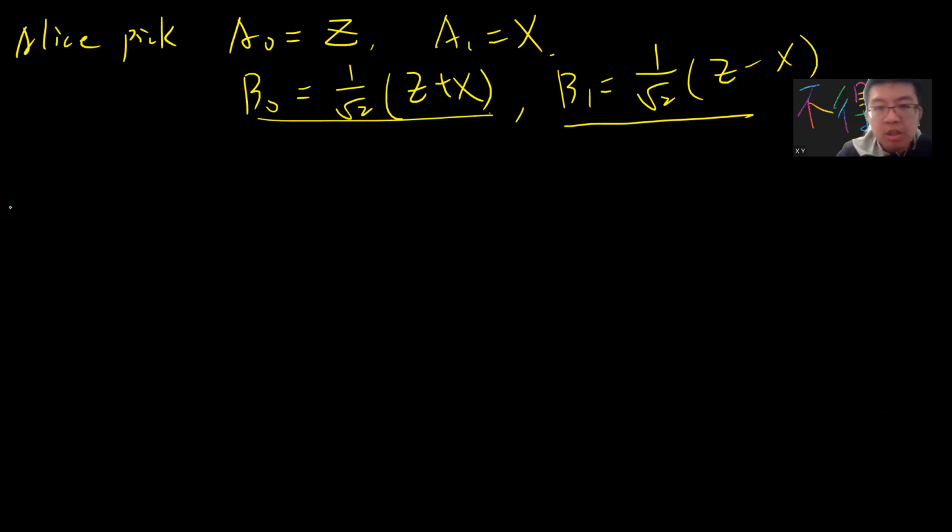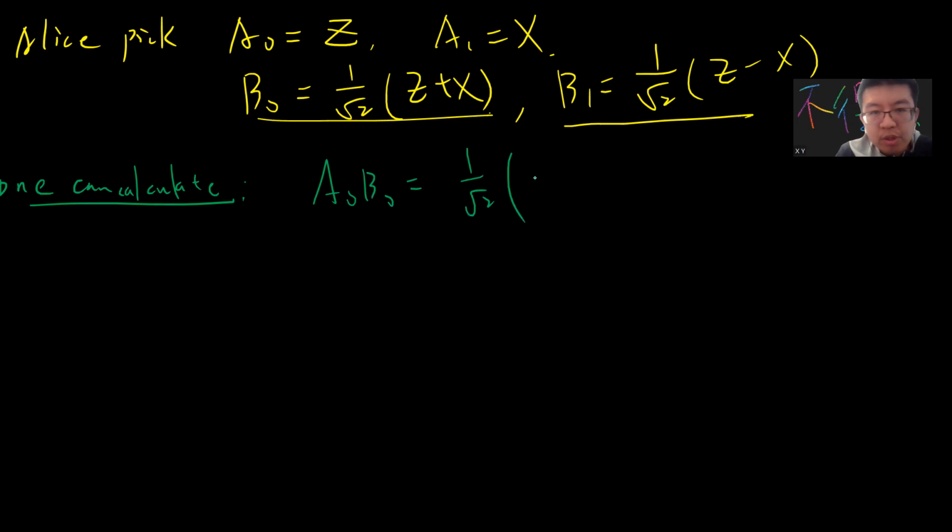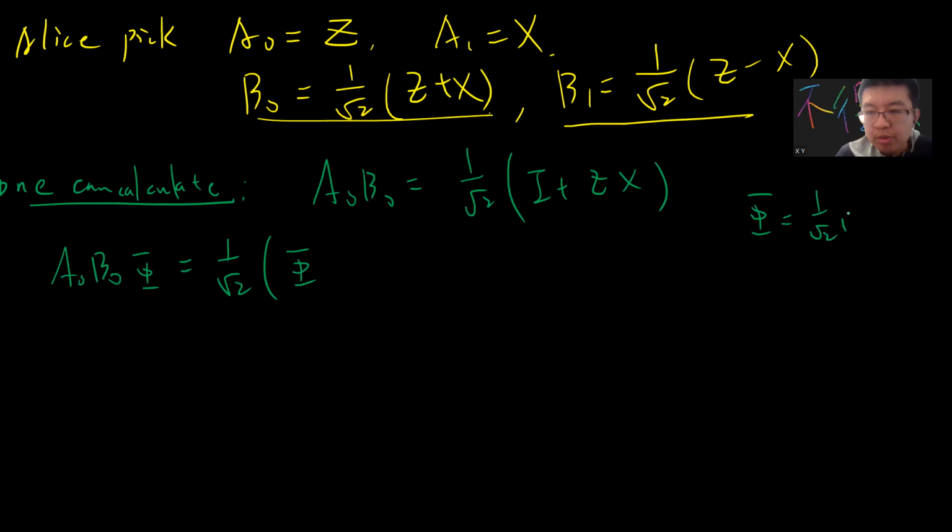Okay, so from this perspective one can calculate, for a Bell pair, the expectation value of A0, B0, right? So it's half of square root of 2, Z squared is identity, plus ZX. If you calculate the A0, B0 expectation on phi, it will be 1 over square root of 2 times phi. Notice that phi is half of square root of 0, 0 plus 1, 1. And plus ZX, right?